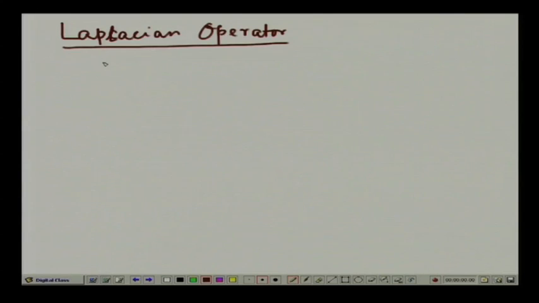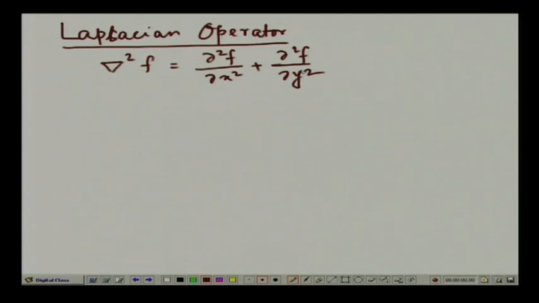And as we know, the Laplacian of a function is given by del square f equal to del 2 f del x 2 plus del 2 f del y 2. So, this is the Laplacian operator in continuous domain. But what we have to have is the Laplacian operator in the discrete domain.